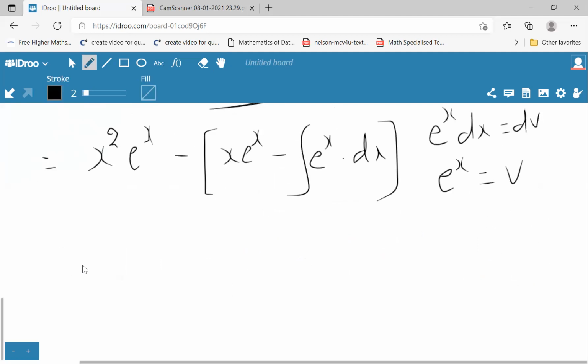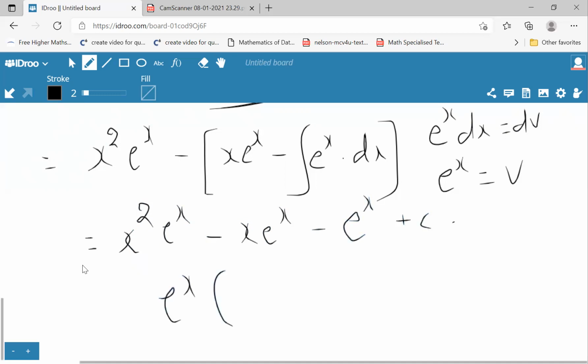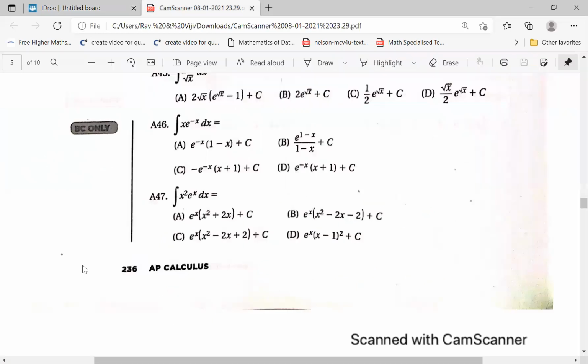Now completing this, we get x squared e to the power of x minus x e to the power of x minus integration of e to the power of x, which is e to the power of x, plus c. Or we can take e to the power of x outside, so you get x squared minus x plus 1 plus c. Let's see which option is correct.